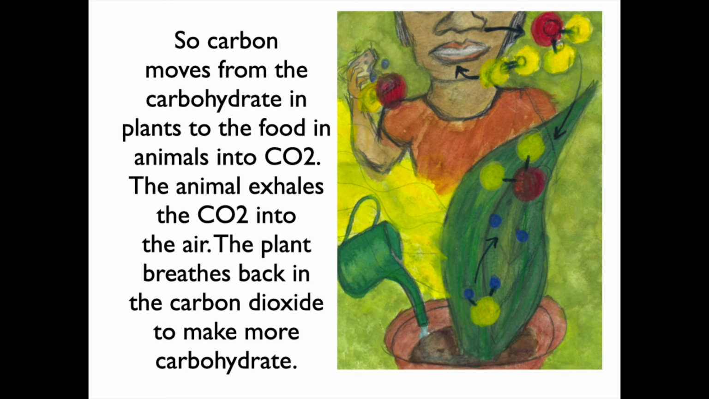So carbon moves from the carbohydrate in plants to the food in animals into CO2. The animal exhales the CO2 into the air. The plant breathes back in the carbon dioxide to make more carbohydrate.